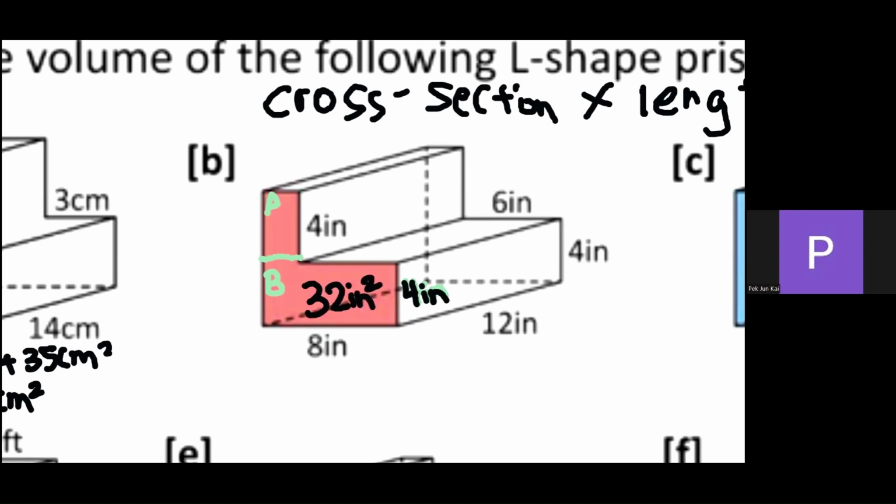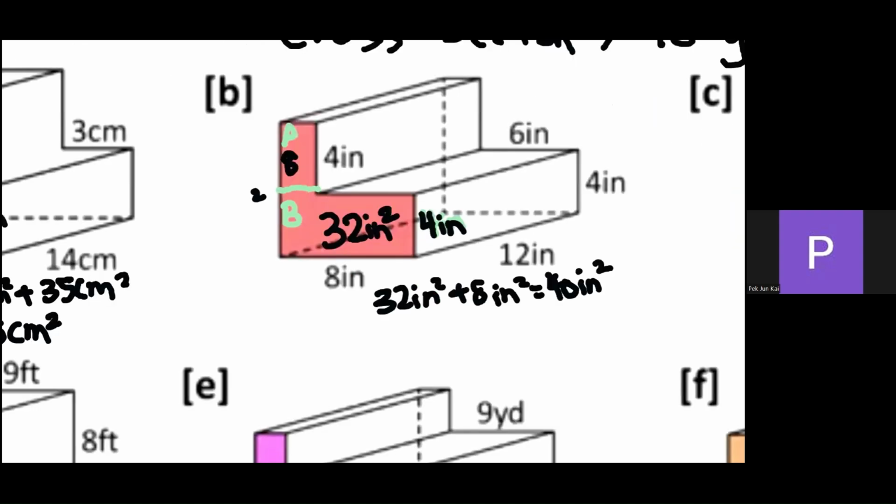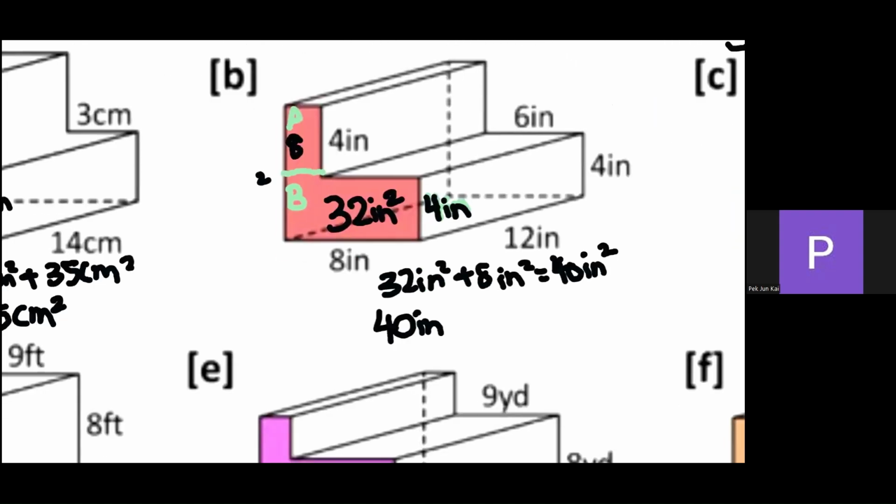So for part A, we could take 8 inches and minus 6 inches to get the length here, which is 2 inches. So we would get 8 inches square here. So 32 inches square plus 8 inches square, we will get 40 inches square. So we take 40 inches square and multiply it by the length of the L-shaped prism, which is 12 inches. We would get 480 inches cubed.